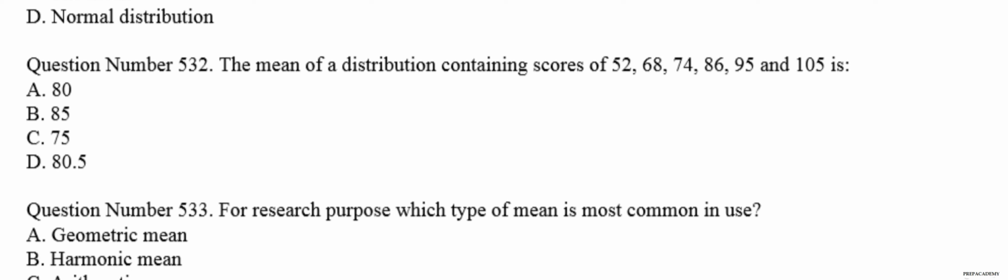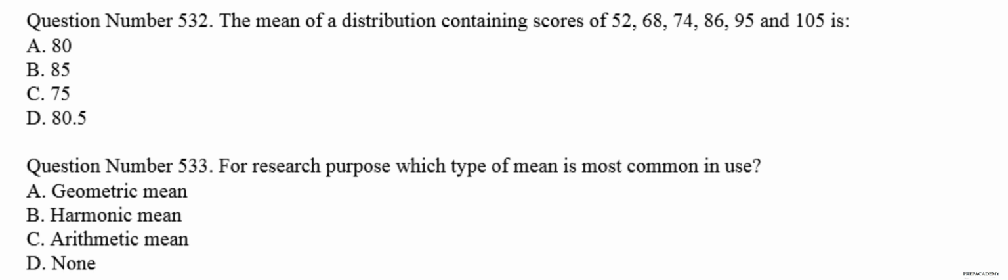Question number 532. The mean of a distribution containing scores of 52, 68, 74, 86, 95, and 105 is A. 80, B. 85, C. 75, D. 80.5.